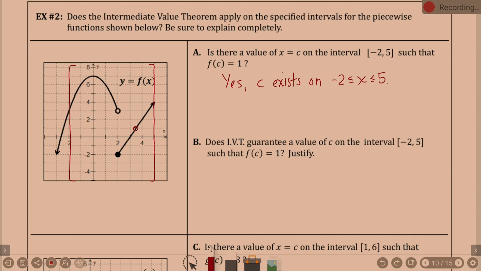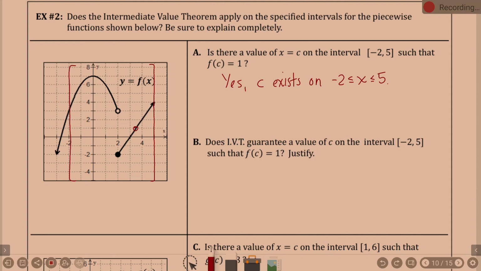Now, B. Does IVT, so does intermediate value theorem, guarantee a value of C on the interval -2 to 5 such that f of C equals 1, and justify? So according to the theorem, is it guaranteed to exist? Wait, no. No, because it's not continuous.